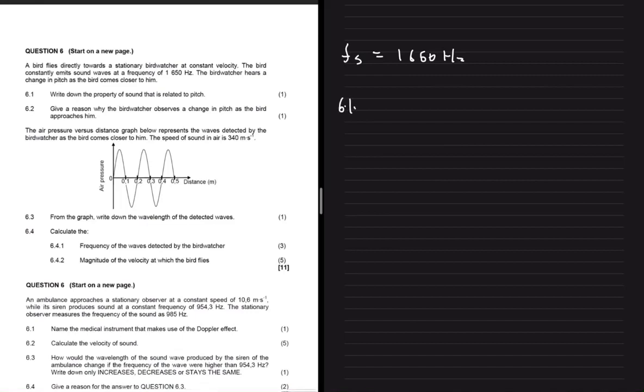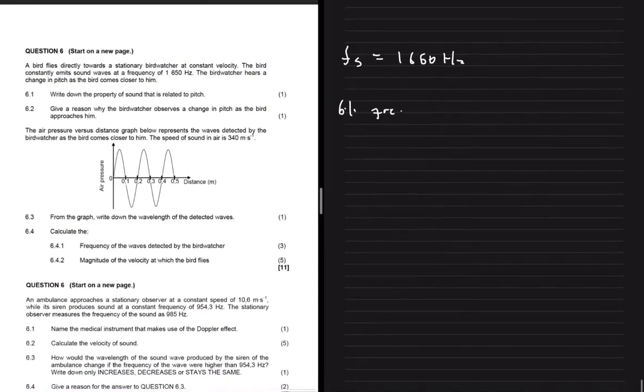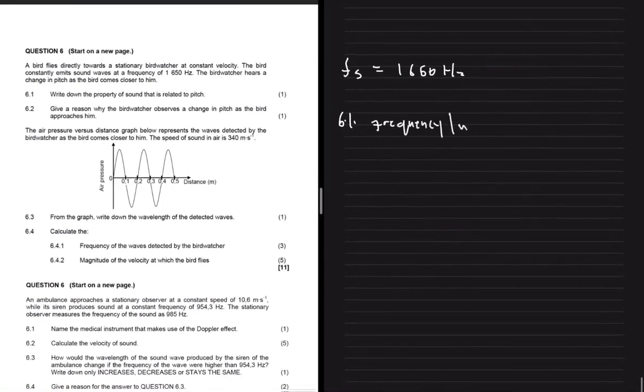And then 6.1 says, write down the property of sound that is related to pitch. By definition, the Doppler effect is the change in frequency, wavelength, or pitch because of relative movement between an observer and a sound source. So a property that is related to pitch is frequency, right? But at the same time, frequency is related to wavelength. So we're going to write wavelength/frequency like I just did.